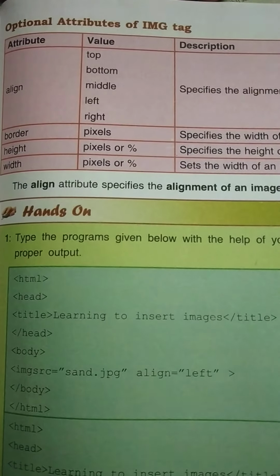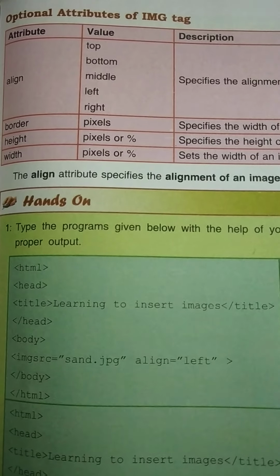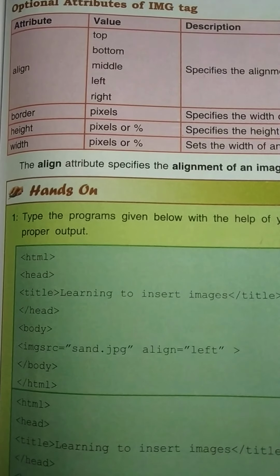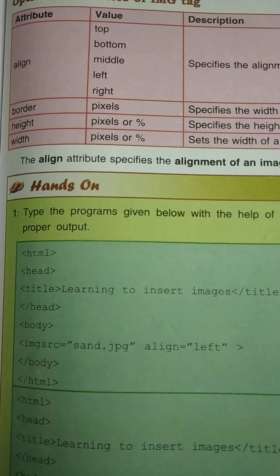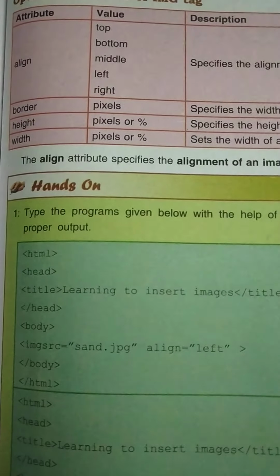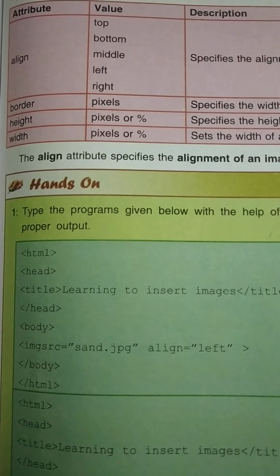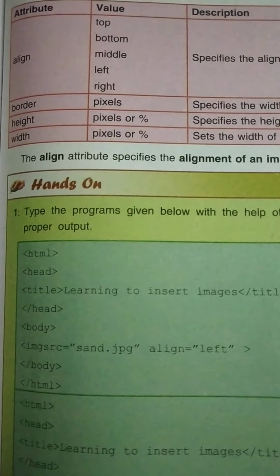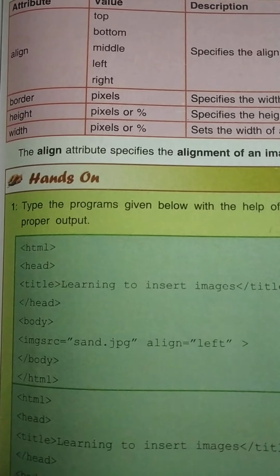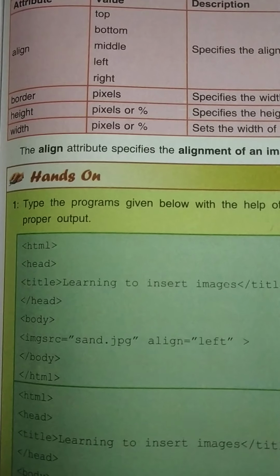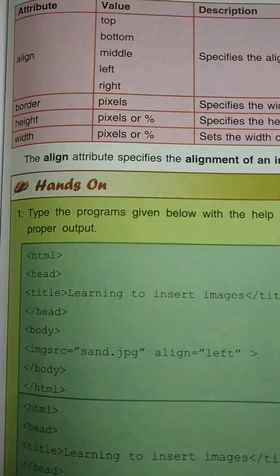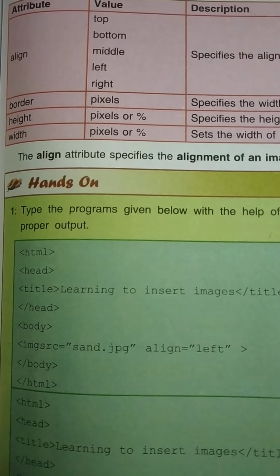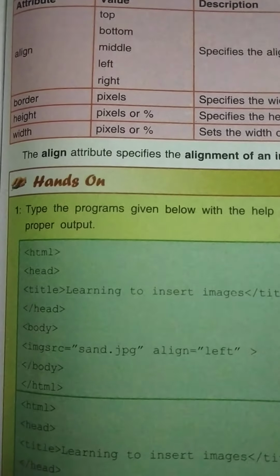You can see here various optional attributes for the image tag have been given, like align, whose values are top, bottom, middle, left and right. So if you want to bring your image to the top, you will give the value as top. If you want your image to be at the right hand side of the web page, you will specify the value as right. Similarly, according to whatever alignment you want, you can give the value as top, bottom, middle, left, right. So let us check in our web page now.